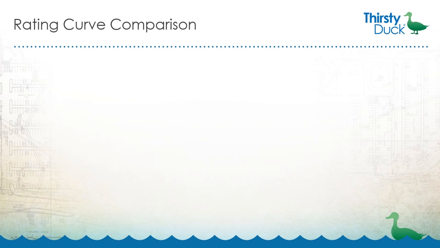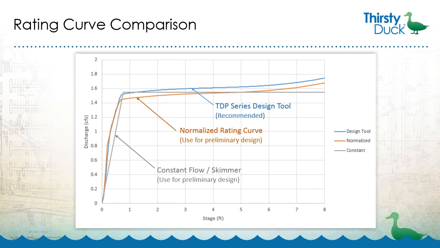The chart on the screen is a plot of the Thirsty Duck rating curve used for each of the analyses in this tutorial. Note the rating curves for the constant flow skimmer option and the normalized rating curve option are close approximations of the rating curve generated by the TDP series design tool. Thirsty Duck always recommends using a rating curve imported from the design tool for final designs. However, the constant flow skimmer and normalized rating curve options are very useful for quickly producing preliminary designs.